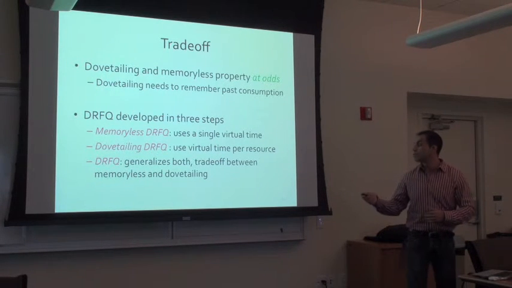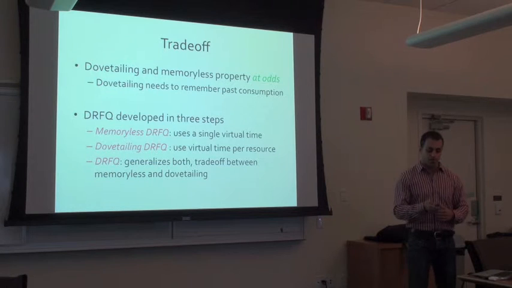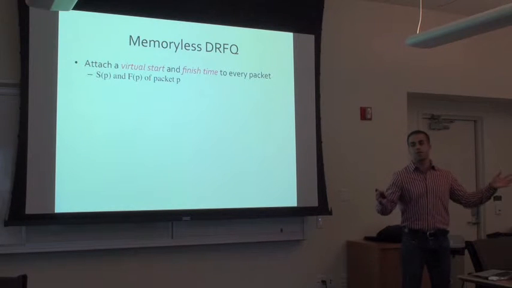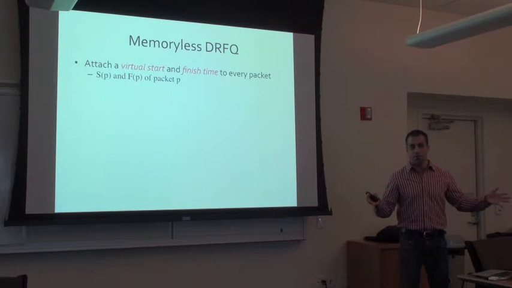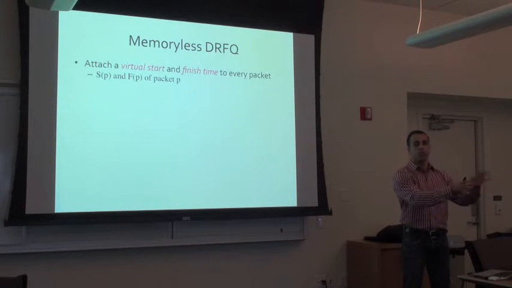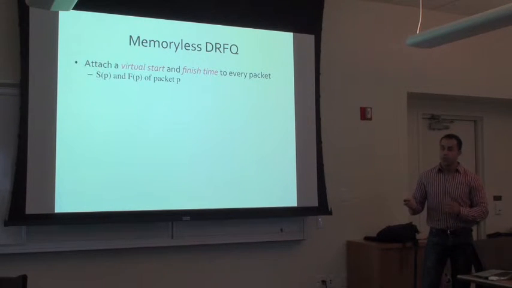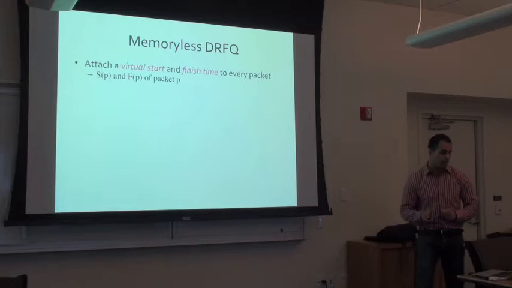Okay, so that's how we do it. And it's also easier to understand it when you go through it in this order. Okay, so let's start with the memoryless DRFQ. So remember, what we wanted to do is equalize the dominant share of the different flows, the resource they use most of. And so what we do, just like all this related work in fair queuing, is attach a virtual start and a virtual finish time to every packet. I'm going to tell you how we compute those. They're called S_P and F_P, for packet P, start and finish.